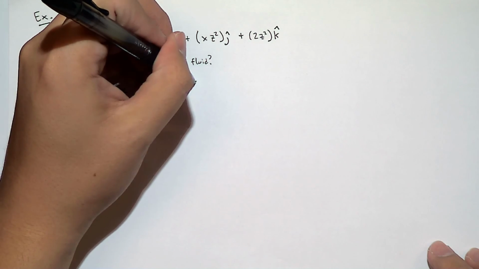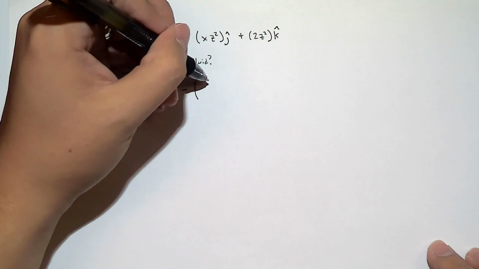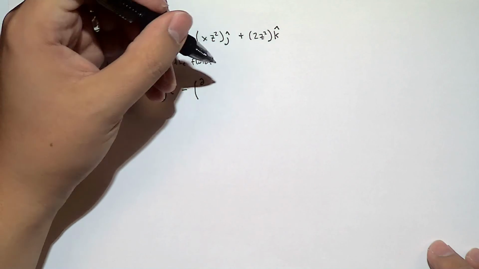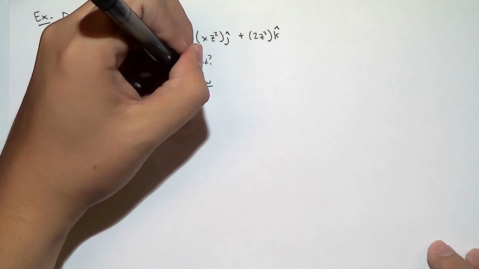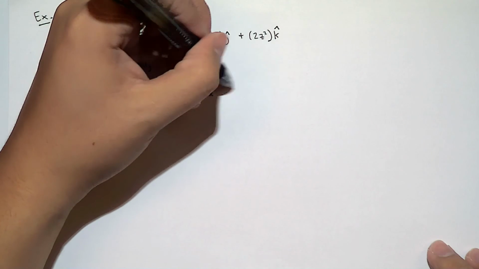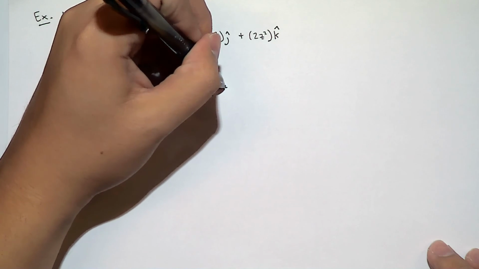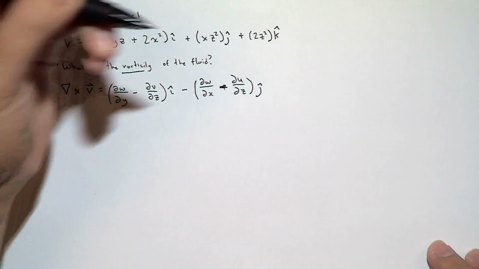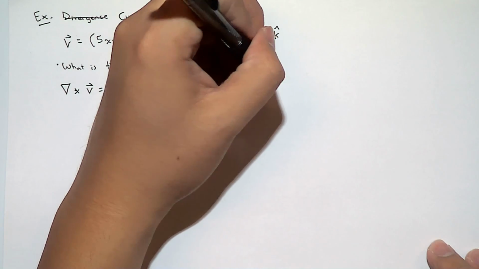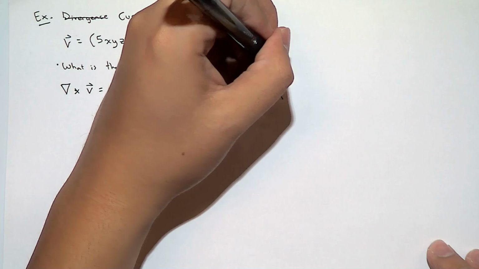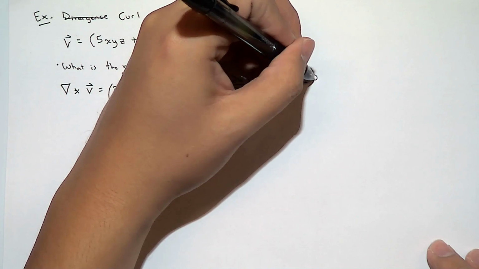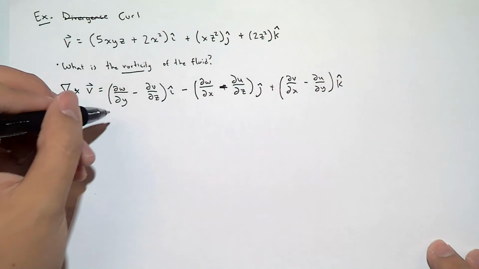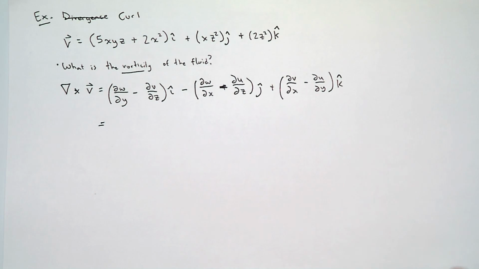Then we have minus, and what do we have? Partial x? Yes. Okay. Minus partial u, partial z, j, plus partial v, partial x, minus partial u, partial y, k. So what does that look like?